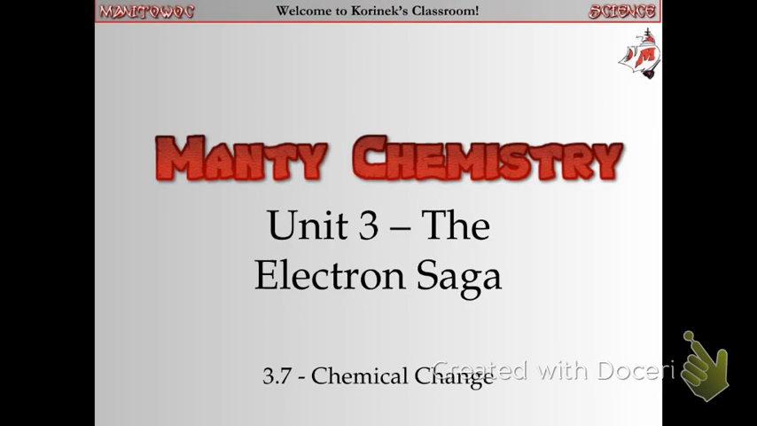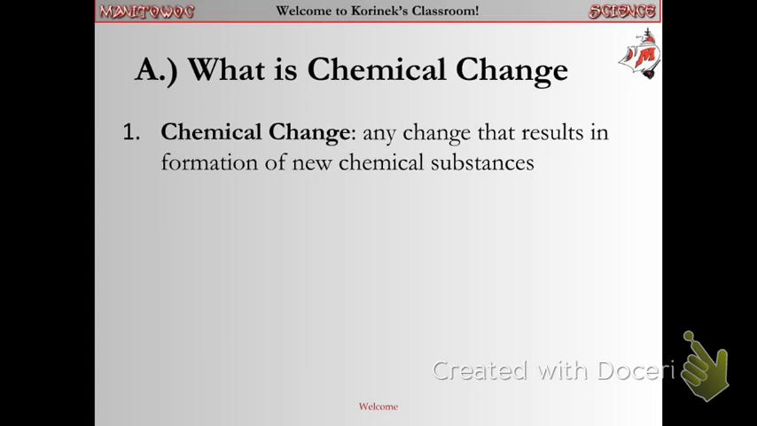All right, 3.7. We're going to call 3.7 chemical change. So we want to look at what a chemical change is first. A quick definition: a chemical change is any change that results in the formation of a new chemical substance. So in essence, we take original bonds and break them, and then reform with other elements to possibly make new compounds and new bonds.